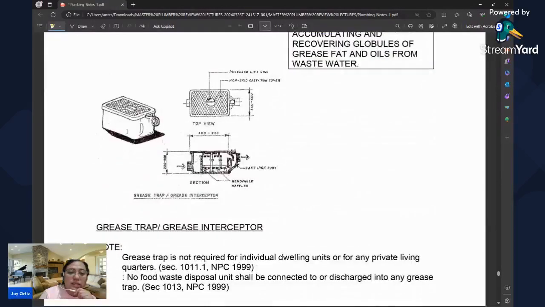So, ito yung grease trap natin. Usually nakikita natin dun sa mga restaurant kitchens.